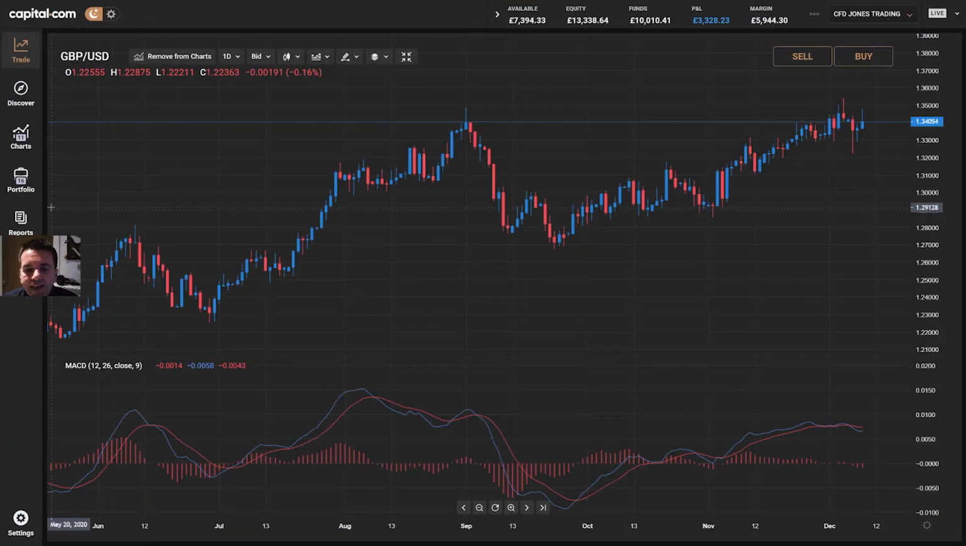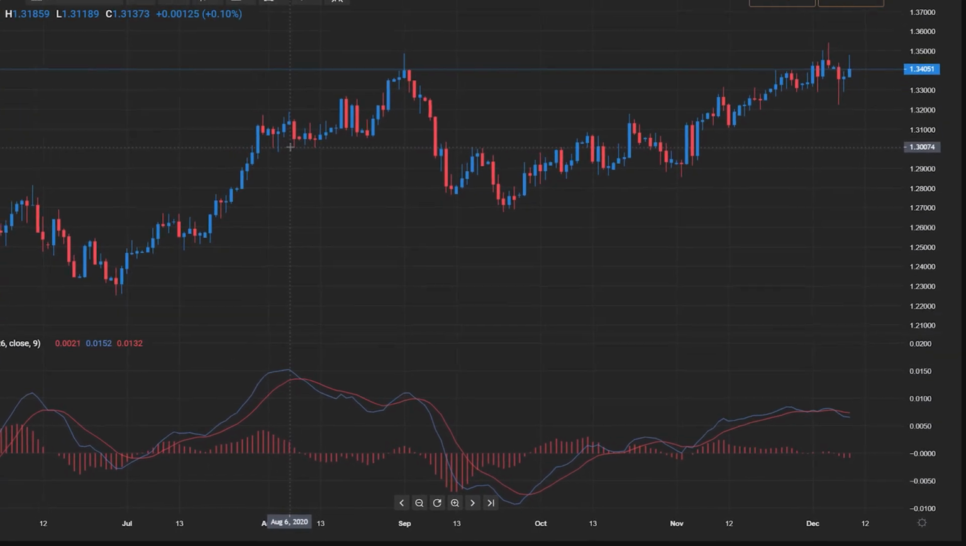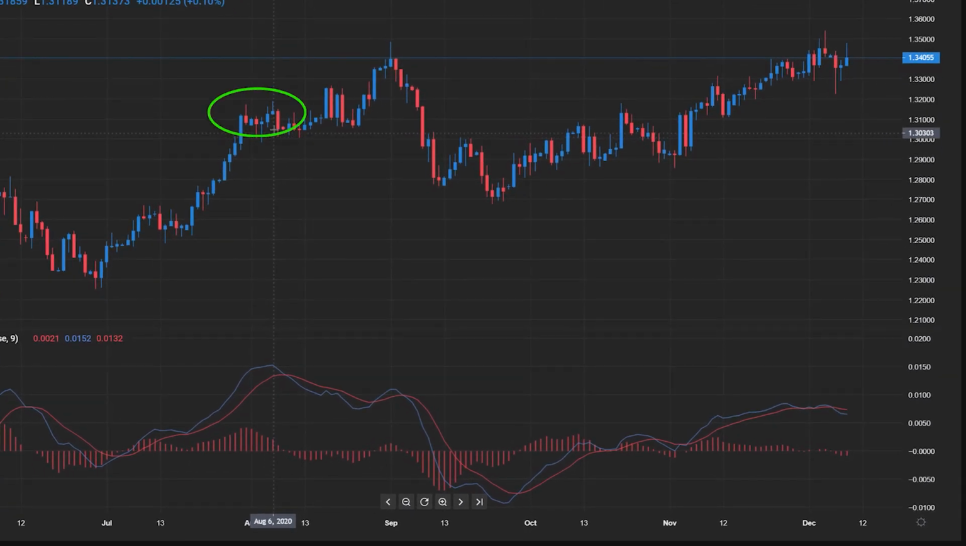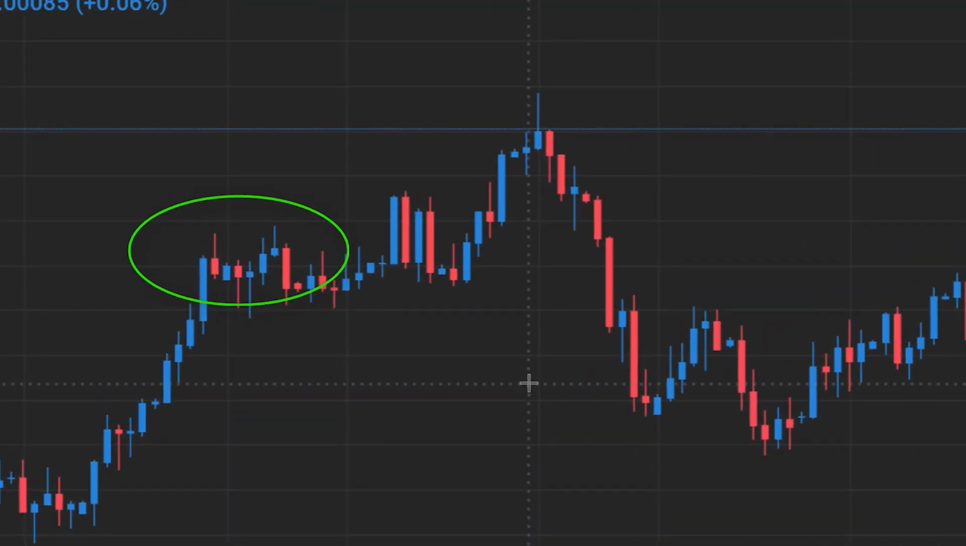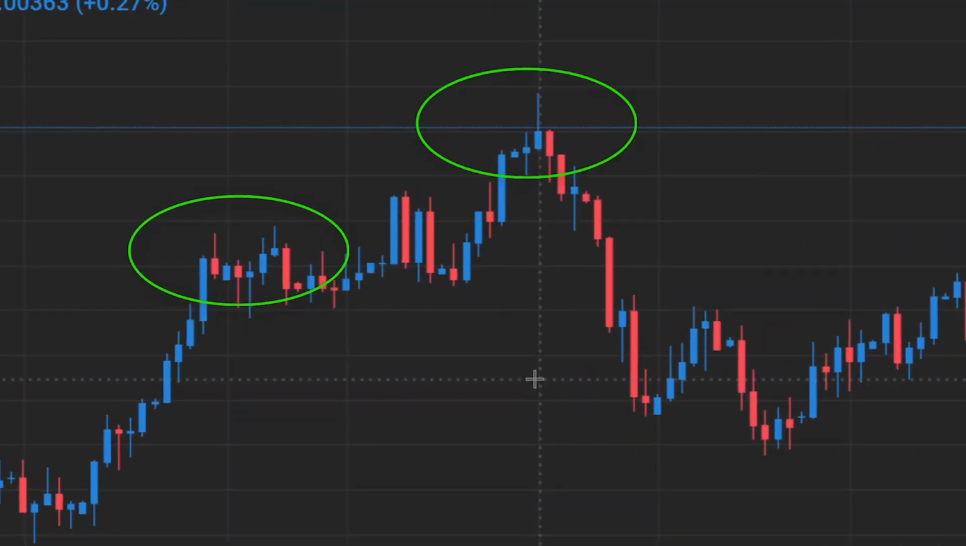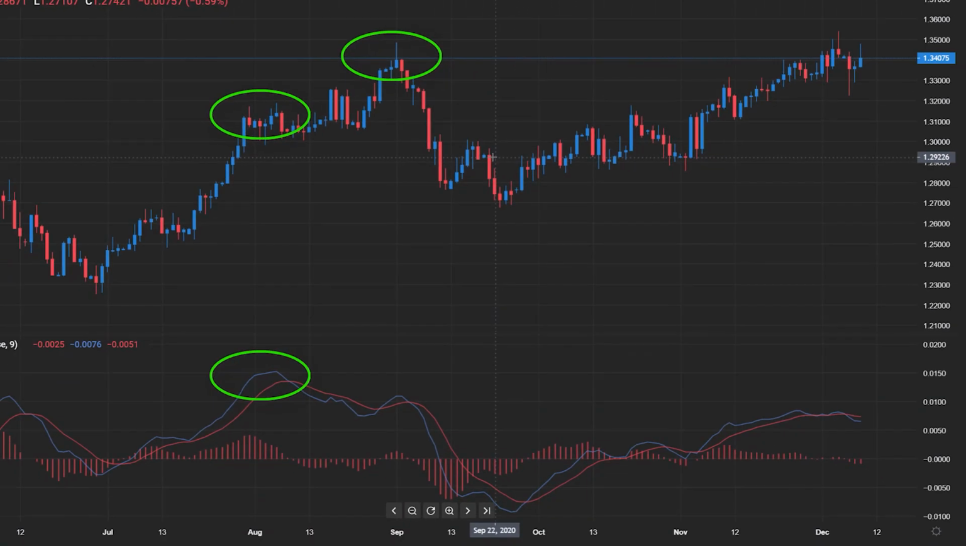And here's a different market again to illustrate the idea of bearish divergence, where a market gets to a level, pushes higher, but the MACD doesn't follow through. So this is pound against the dollar. It pushed to a high in early August 2020. MACD is at an extreme as well. So far, so good. And then into the end of August, early September, the pound against the dollar pushes higher again. But look at what's happening with the MACD. We've got a lower high on the MACD.